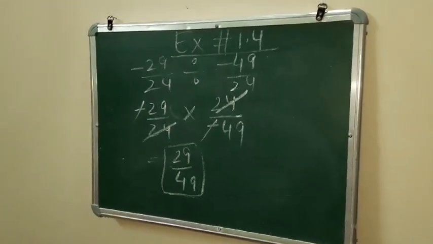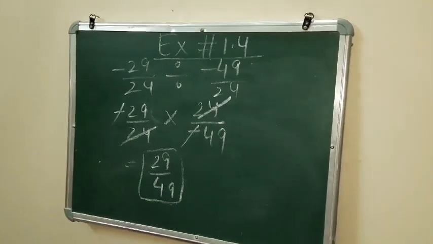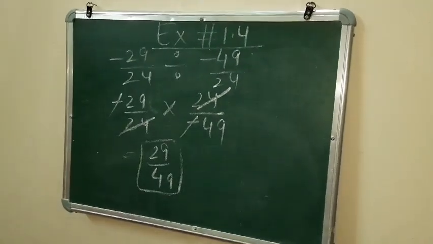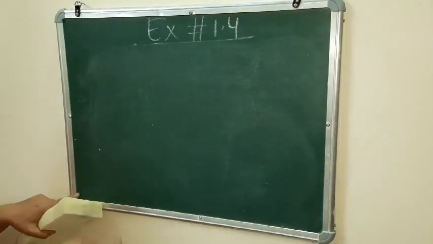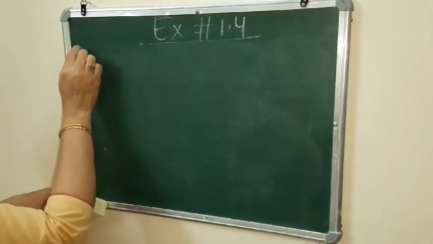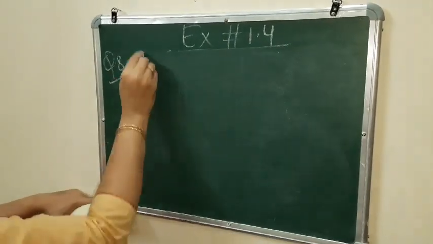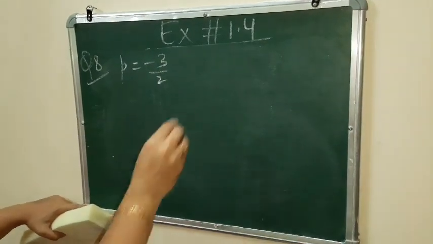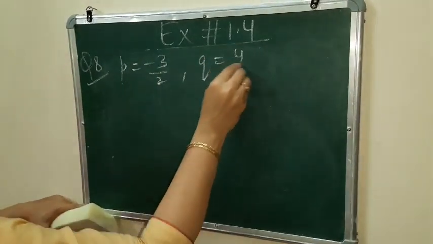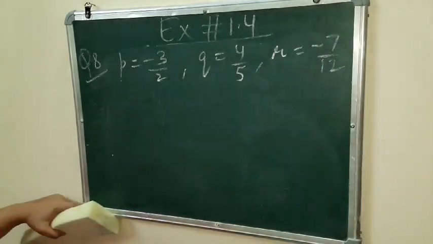Now question number 8: you are given the values of P, Q and R, and you have to verify. So this question we can do in the class. Seventh question is your homework, you will do yourself. Question number 8 I am telling. P is given as minus 3 by 2, Q is 4 upon 5 and R is minus 7 upon 12.